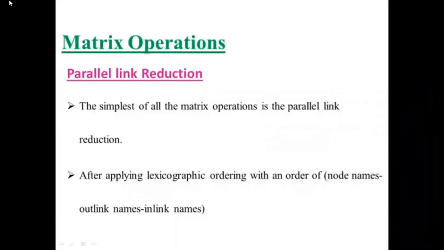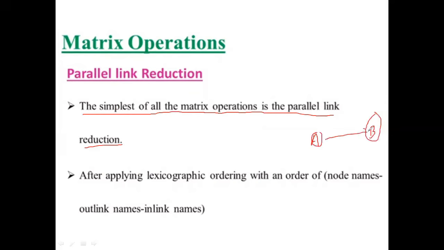Matrix operations. Parallel link reduction. The simplest of all the matrix operations is the parallel link reduction. Parallel link reduction is nothing but: A, there is a node B, and this is the link between A and B. So these two are the parallel links.